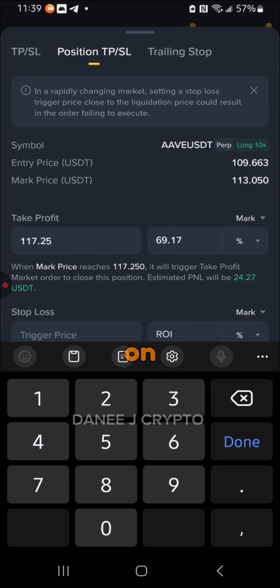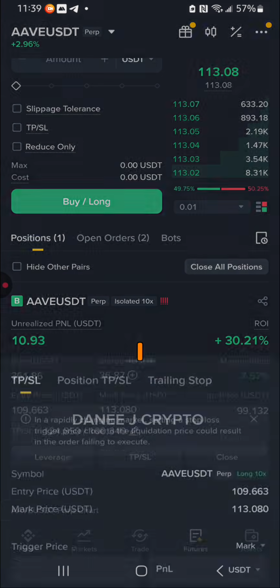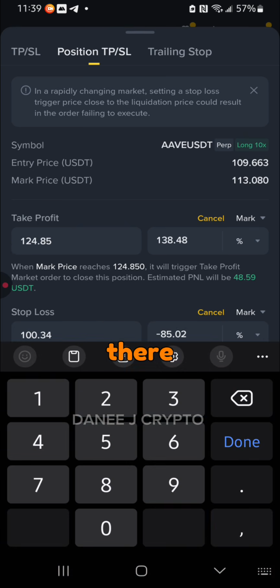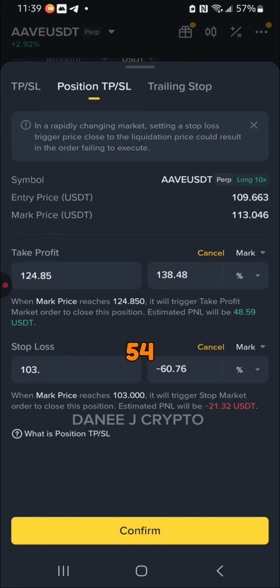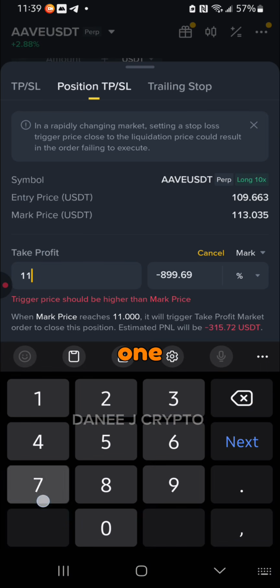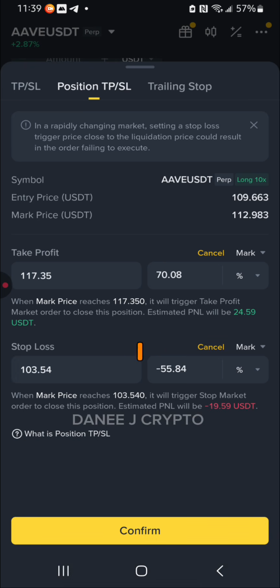This depends on how you want to set it. I think we've made some mistake there. This should be 103.54. You get to realize that we'll be losing about 19 while aiming for 117 point. Let's go for 35. I think there was some network glitch there. That was why the first one did not go through. So we are getting about 24. This is kind of like a 1 to 1.5 ratio, I think.